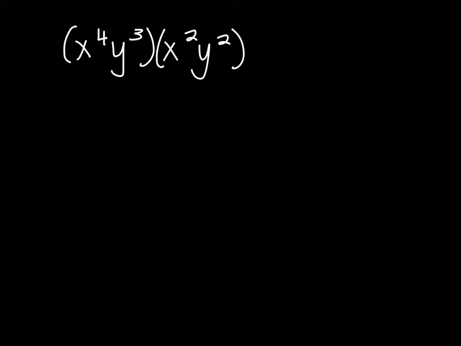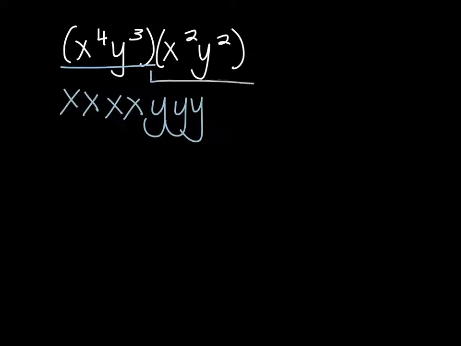To explain the property of exponents, I'm going to write this out the long way and then also show you a shortcut. If I write this piece right here, it's x to the fourth, so there's 4 x's and there's 3 y's. If I write this piece right here, there's 2 x's and 2 y's.